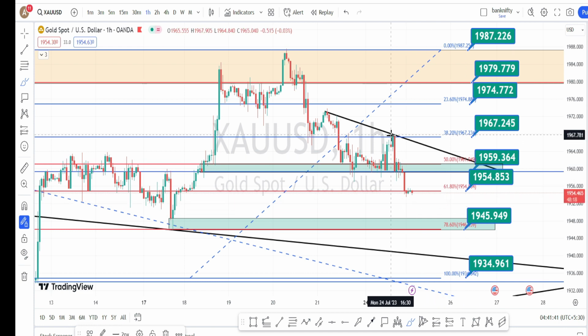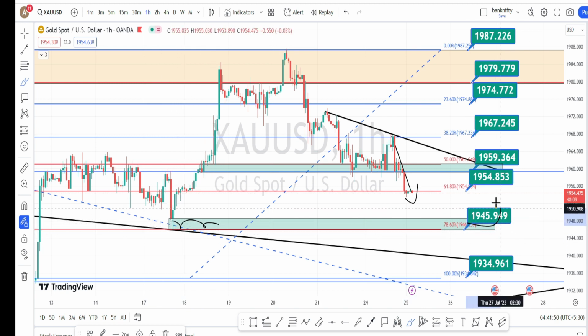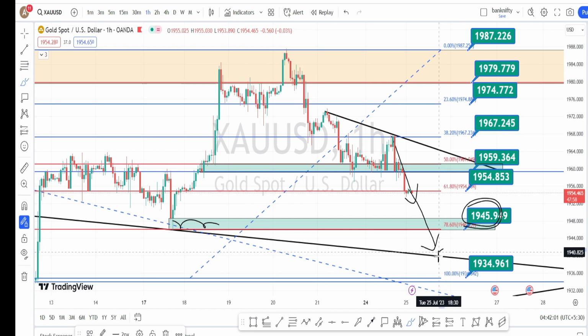So if the bearish side retracement continues, we can expect it to retest the previous low, which is going to be around 1945. And only when the price action breaches this support level of 1945, next we can expect it to take support on the previous trend line or support line from the daily time frame or the support level of 1934.